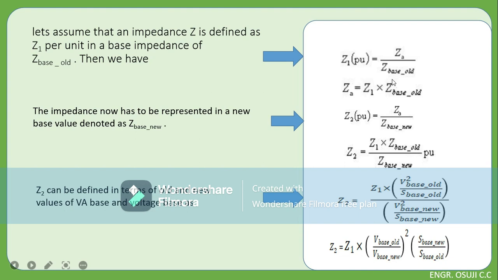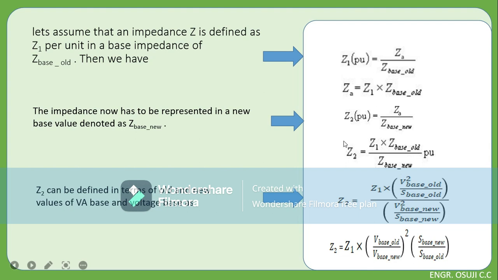Multiplying the per unit value times the old base. Can you see that? So now we'll say, what about the new per unit value? The new per unit value is also given as what? The actual per unit impedance all over what? The base per unit impedance.